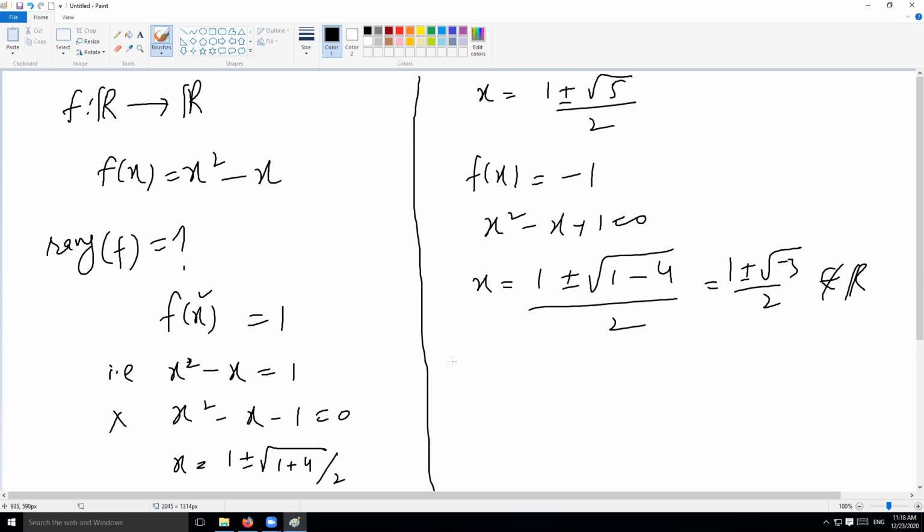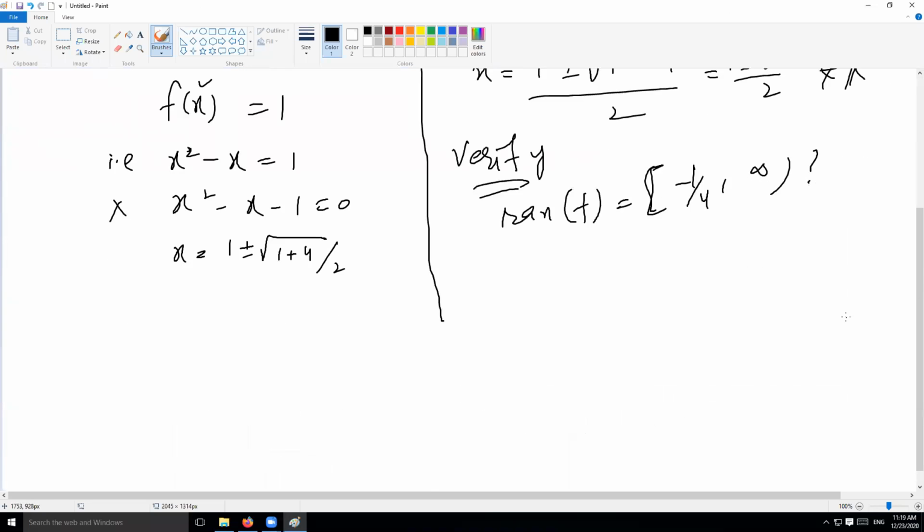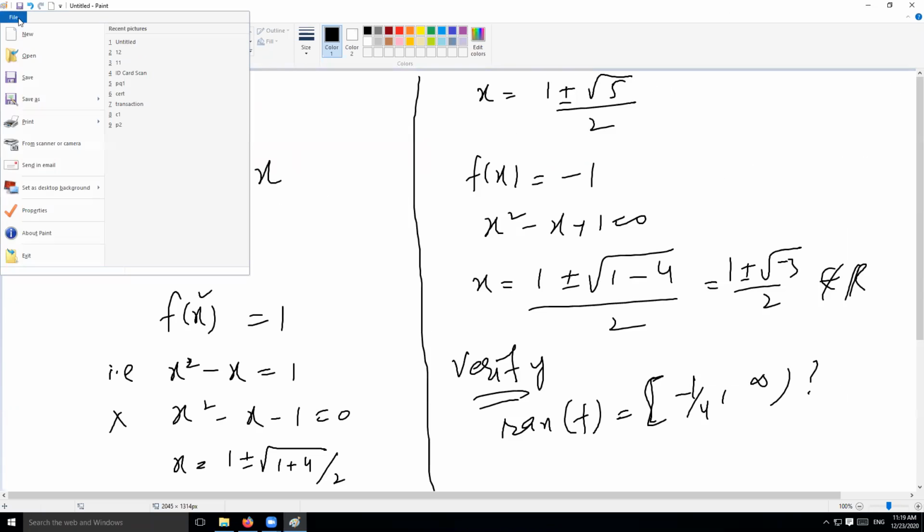So here is the thing for you. Verify that the range of the function is the interval minus 1 over 4 to infinity. My claim is that the range of the function is minus 1 over 4 to infinity. You have done these domains and ranges in calculus too, so I'm not spending too much time on it. I want to move to the more mathematical part.